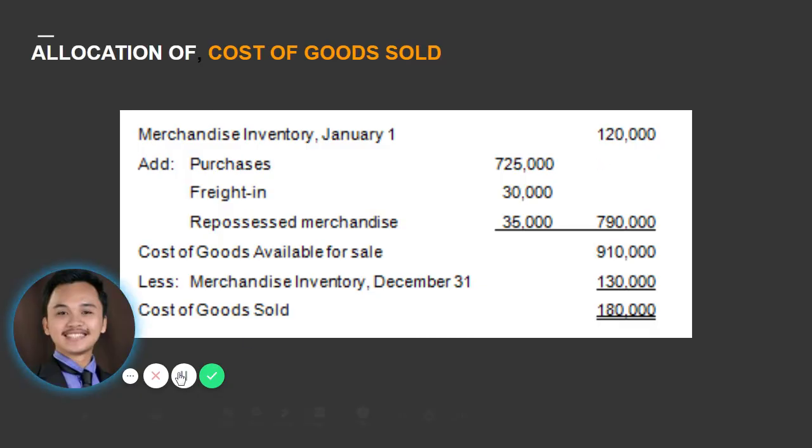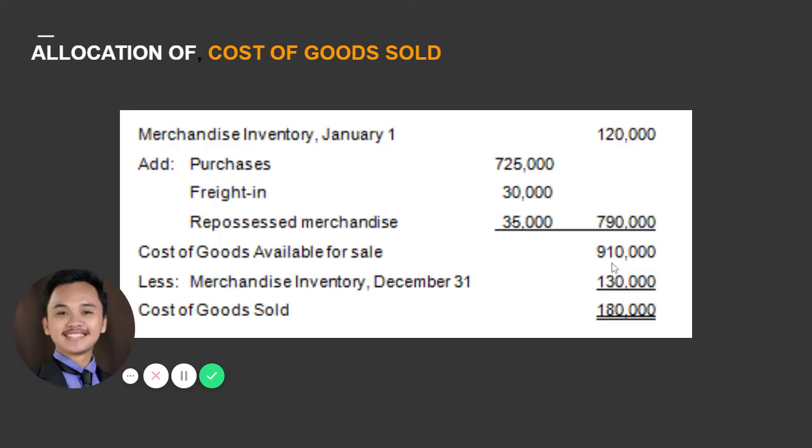So we have merchandise inventory of 120 plus net purchases of 790. So we have total cost available for sale of 910,000. Repossessed merchandise will be available for sale again. It returns as our available for sale. That is why we added it in our total purchases.